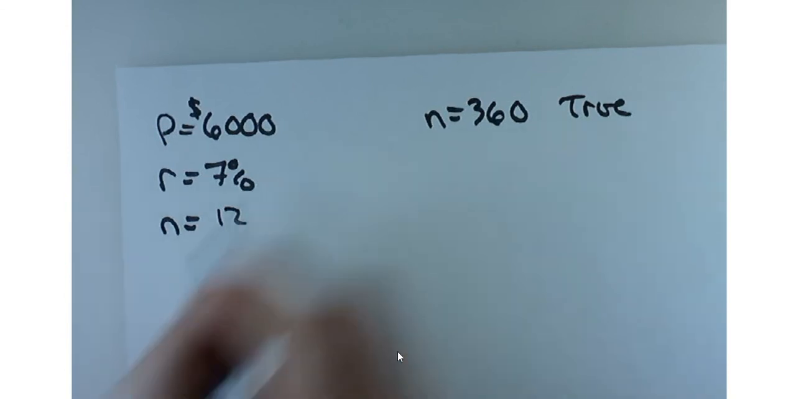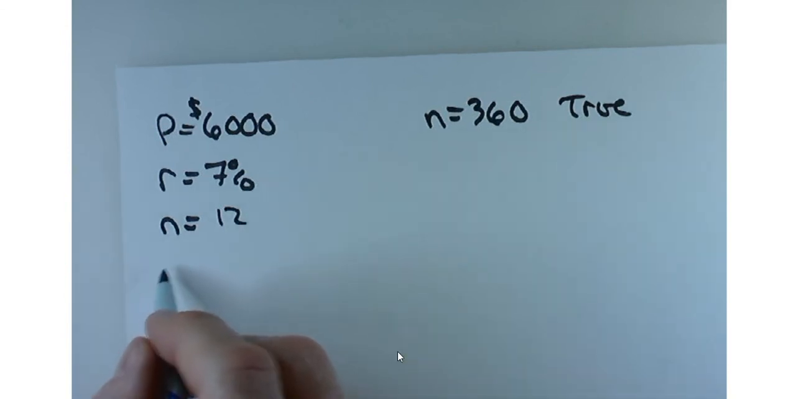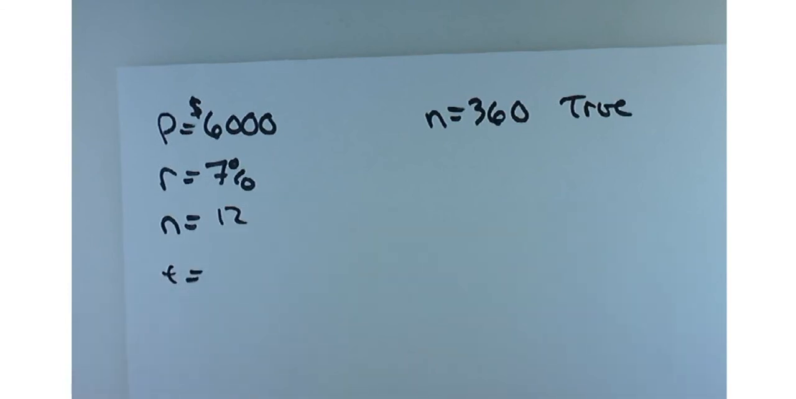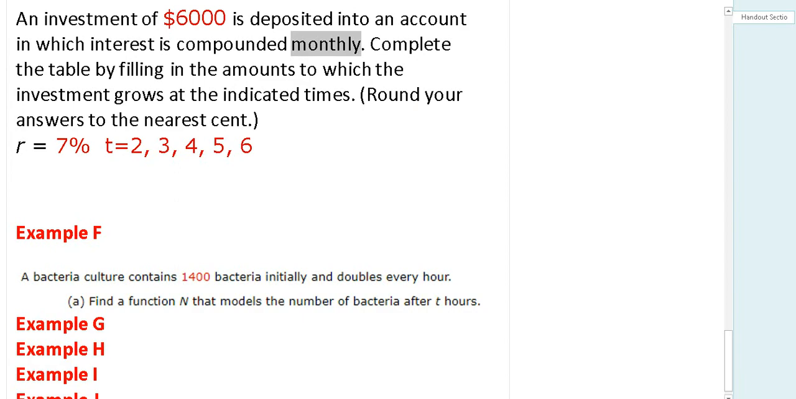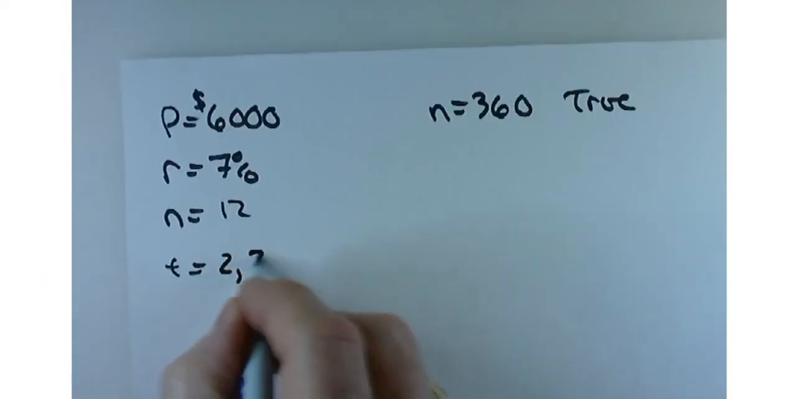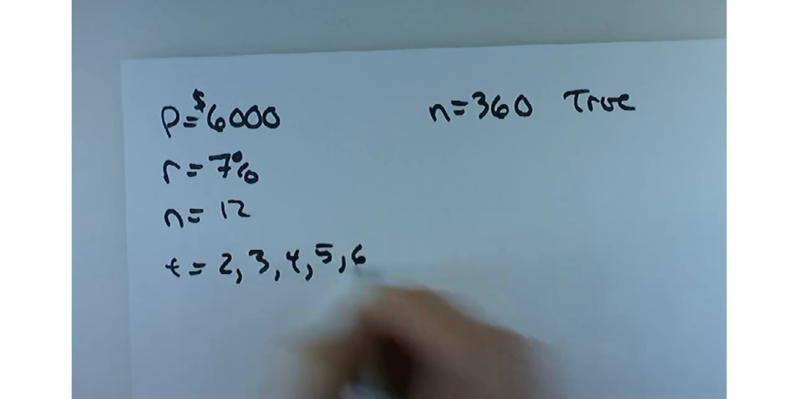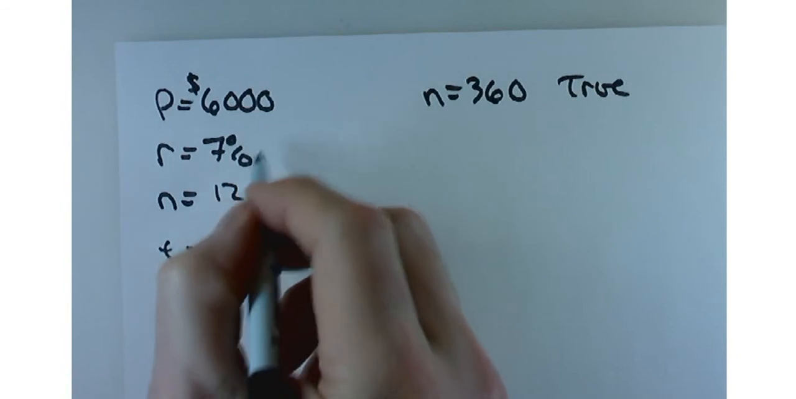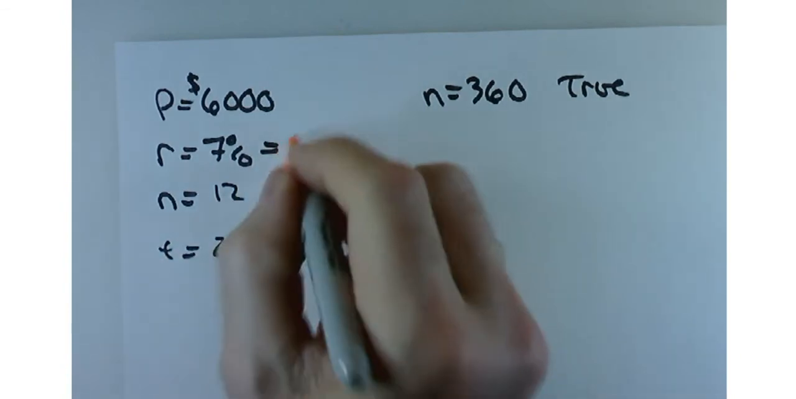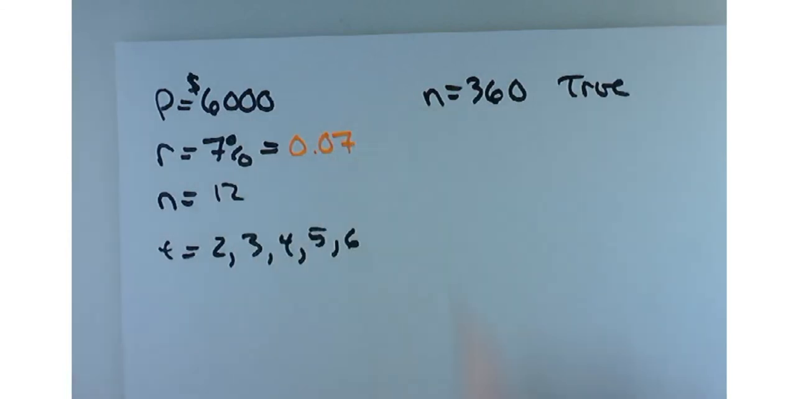Let's see here. And then the time is going to vary. It's going to be 2, 3, 4, 5, and 6. So I would do this. First of all, I'd rewrite 7% as a decimal, 0.07. Make sure you knock that off, otherwise your answers are going to look ridiculous.